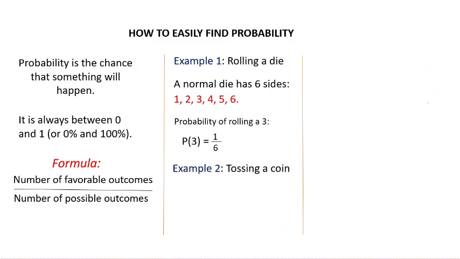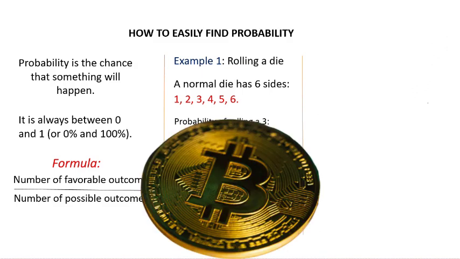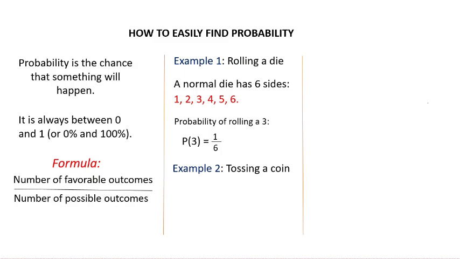Let's look at example number 2. So we're going to look at a coin. The coin has 2 sides. It can either be a head or a tail. So the total number of possible outcomes when you toss a coin is 2. A coin does not have more than 2 sides. We are looking for the probability of getting a head. Head is only one side of the 2 sides of a coin. So it's simply 1 over 2. And when you are looking for the probability of tail, tail is also just one side out of the 2 sides. So the probability of getting a tail is also 1 over 2. So this is how to easily find probability like this.